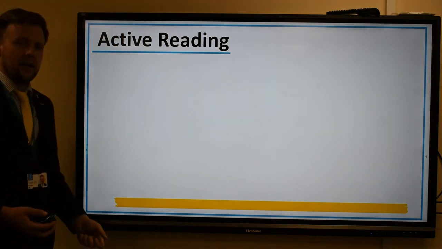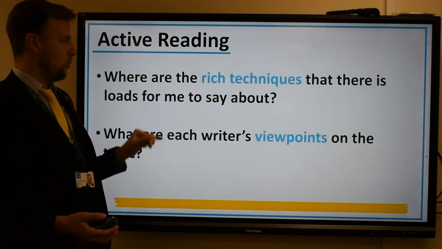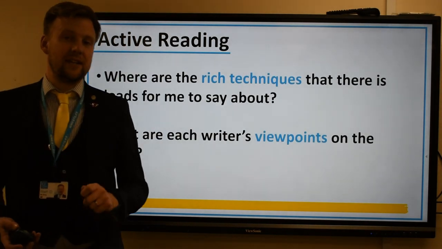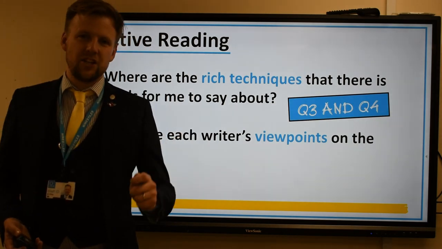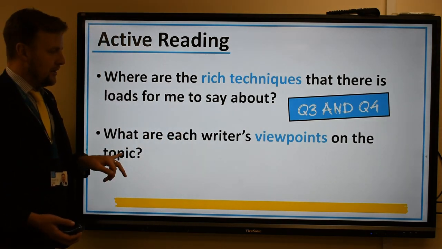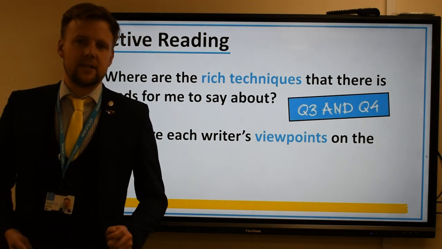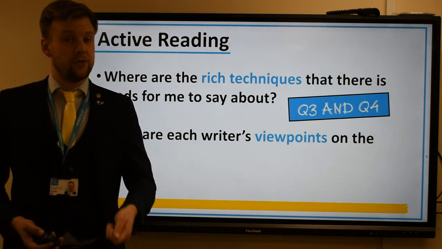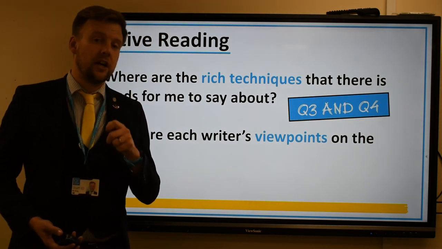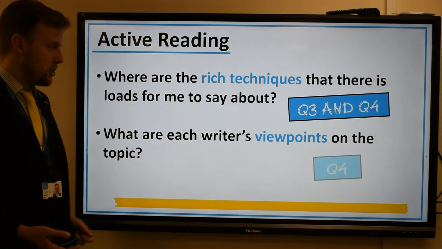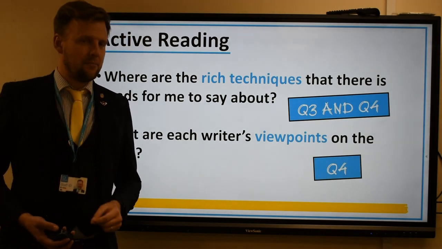Get your highlighter, and you are highlighting for 2 things. 1, you're highlighting any rich techniques that you see. That's for question 3 and question 4. You're going to need your techniques ready to go. And then finally, any viewpoints. Question 4 is all about the writer's viewpoint. So if you see key elements, key areas that tell you what they think about that topic, make sure you make a note of them because you'll need them later on.